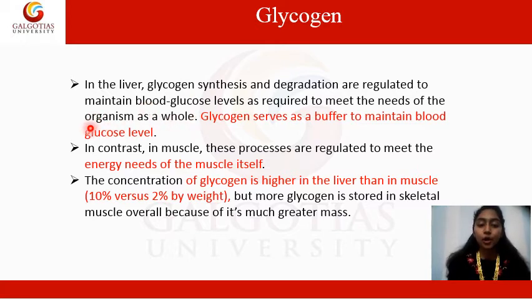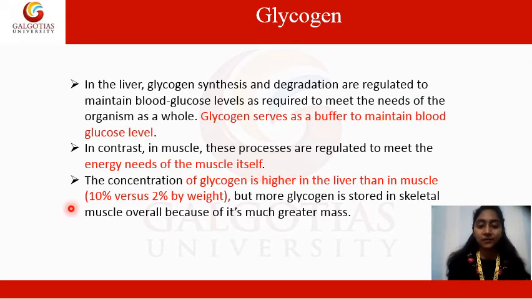And when a lot of glucose is already there in the body, then it is converted into glycogen to maintain the blood glucose level. So we can also say that glycogen serves as a buffer to maintain blood glucose level. Now, in contrast, in muscles, these processes are regulated to meet the energy needs of the muscle itself.